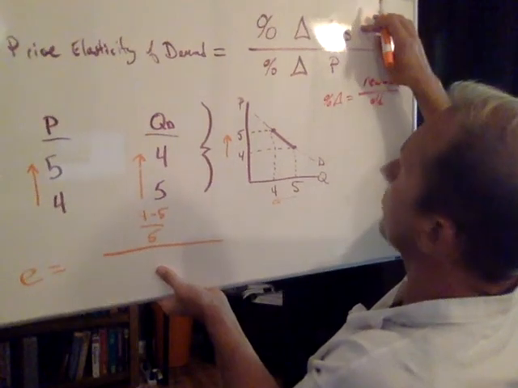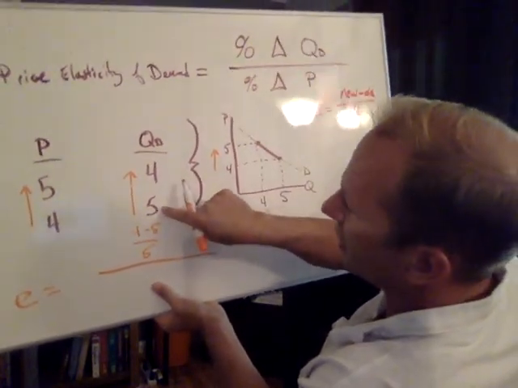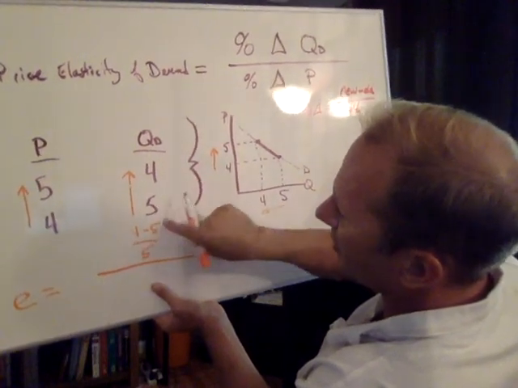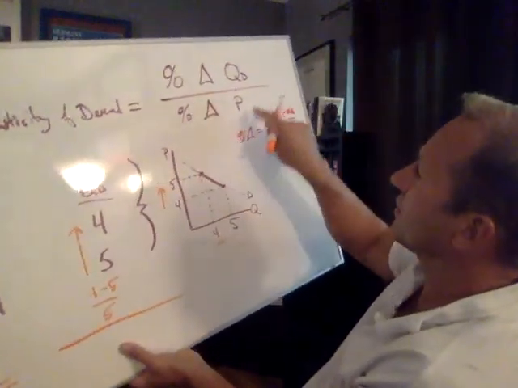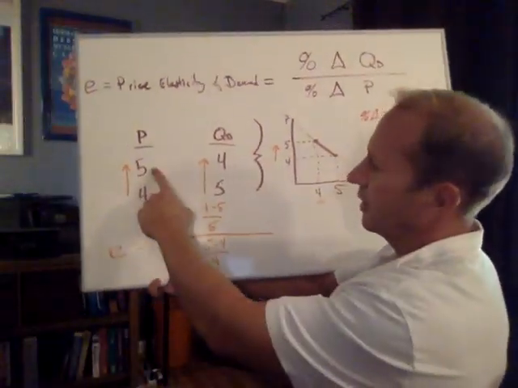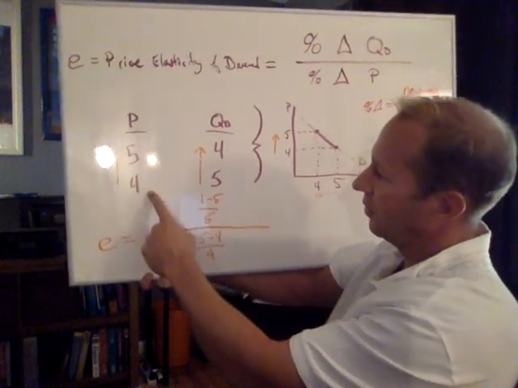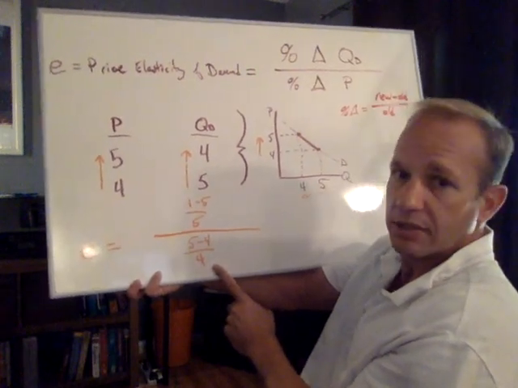So percent change in quantity demanded: new, because we came to that from the old. So the new is right there, minus the old is right there, over the old is right there. Over the percent change in price. So my new price is 5. Thus my old price was 4, over 4. The price went up, so that's the new one. It went from there to there, so that's the old one. Over the old one, that goes there.